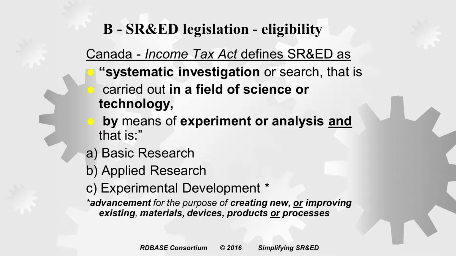So going to the Canadian Income Tax Act itself, it said that SR&ED is a systematic investigation or search. So we're taking, again, the international definition. It's carried out in a field of science or technology. This is very important. So we'll talk about what are eligible fields of science and technology and what are ineligible fields of science and technology. And again, we rely on an OECD definition. So there's an international definition, and this seems to be in place in every country that uses these types of credits. It's done by means of experiment or analysis. Okay? So they don't tell you how to do your research. They just say it has to involve experiment or analysis.